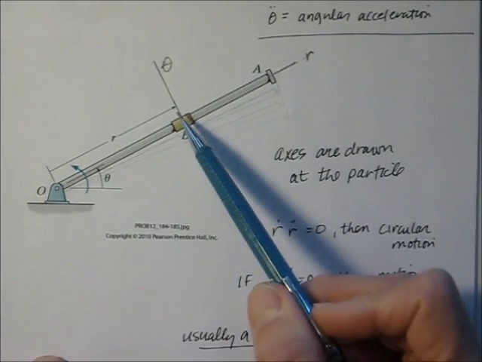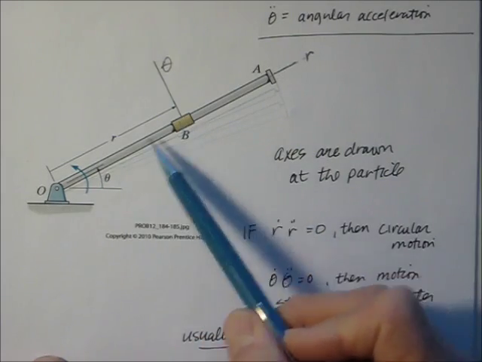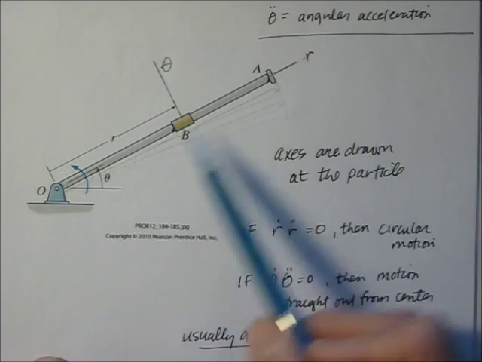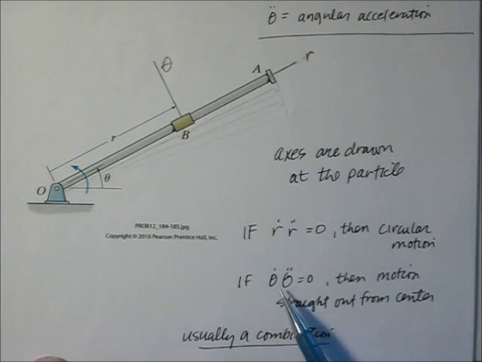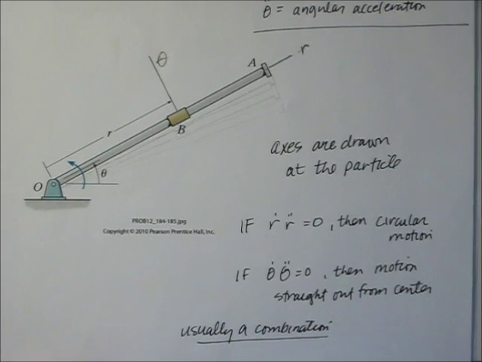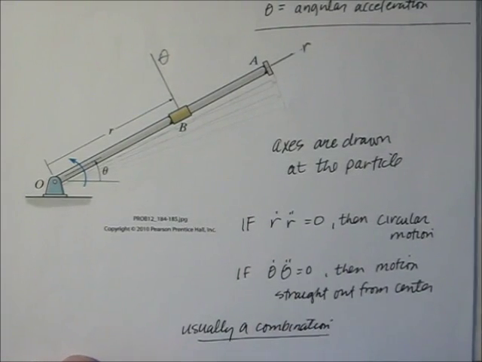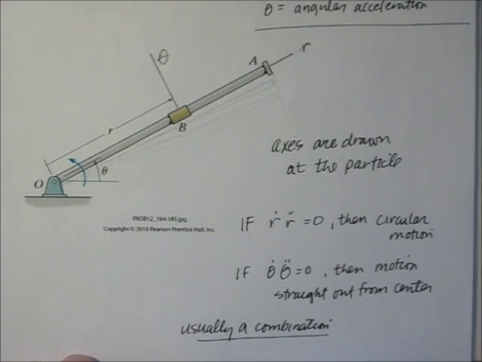Similarly, if theta wasn't changing, but we did have some movement in the r direction, then we just have straight line motion along that rod. So if theta dot and theta double dot are equal to 0, then the motion is just straight out from the center. Clearly, in order to make the problems interesting, we have a combination of r's and thetas that both have some amounts of r dot and r double dot, so usually a combination.